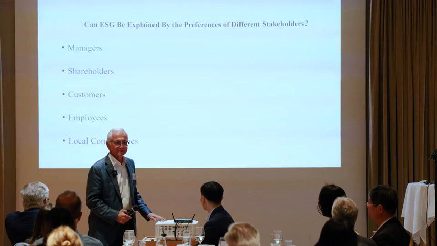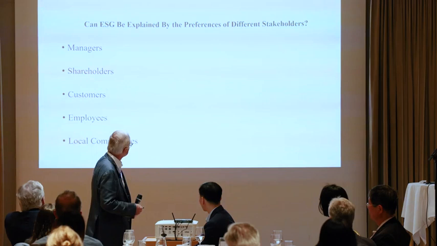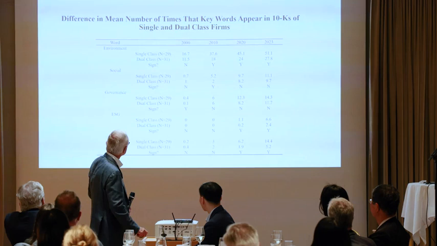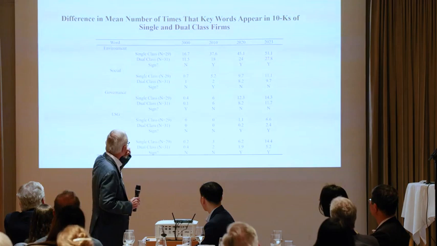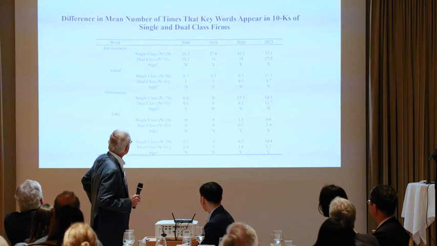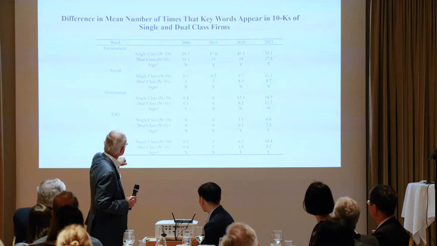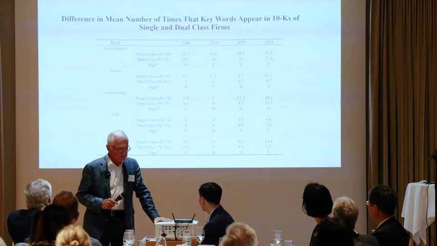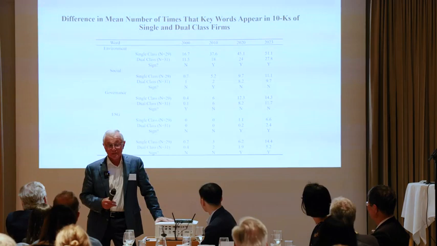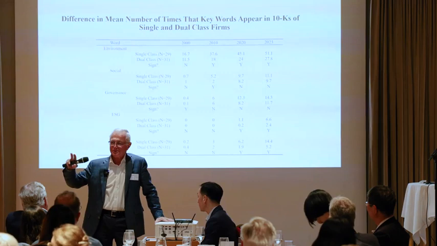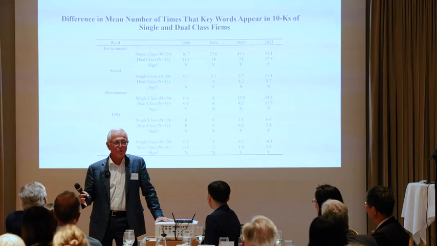And in the interest of time, I'll just show you what we have here. I apologize, this is throwing a lot of data up on the screen, and maybe not setting it up as thoroughly as I should, but you'll see that in the left-hand column are the words. Then I broke the sample into single class companies and dual class. Originally, when I collected the dual class, it was to see, under the amenity value of control issue, whether the dual class firms use these words a lot more than the single class, because the dual class have the controlling shareholders.